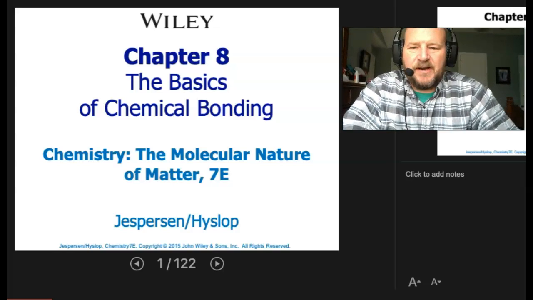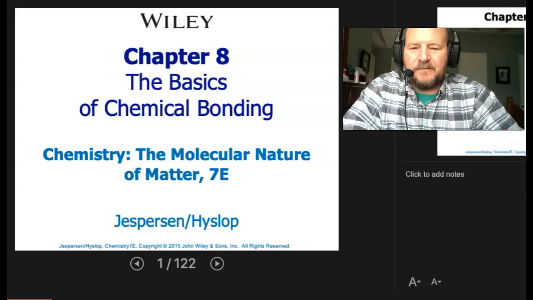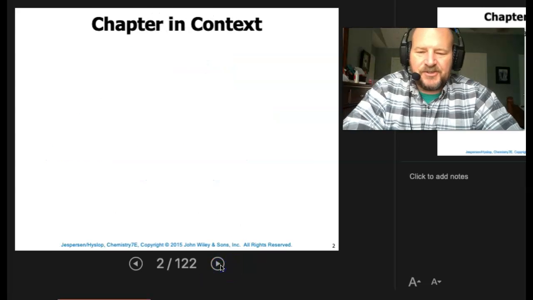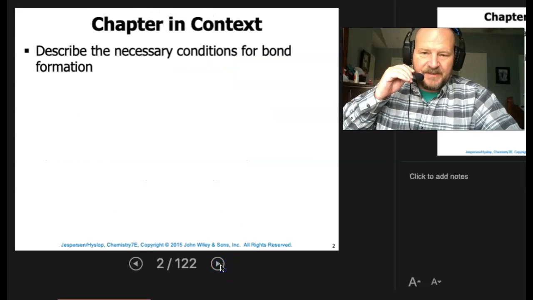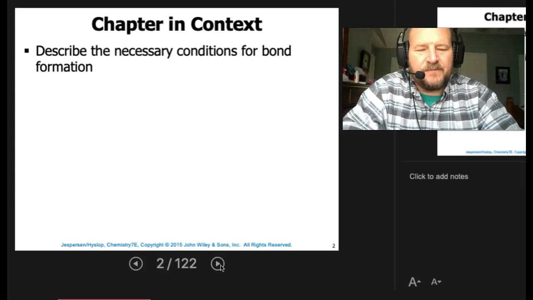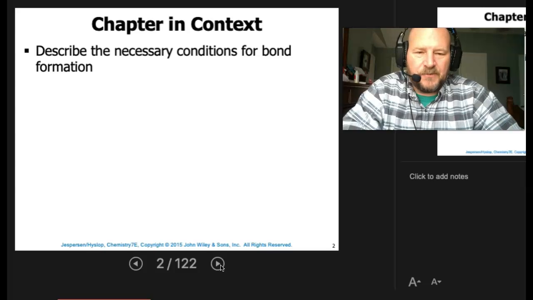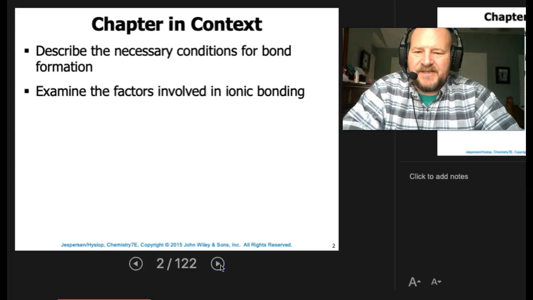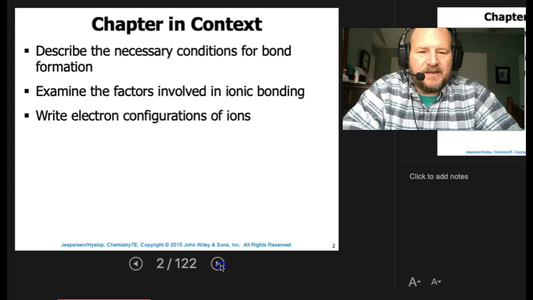All right, Chapter 8, The Basics of Chemical Bonding. So in this chapter, we're going to take a look at the necessary conditions for bond formation. And a lot of this is going to seem like stuff you kind of already know, and we're just going to expand on it. We're going to examine the factors involved in ionic bonding.